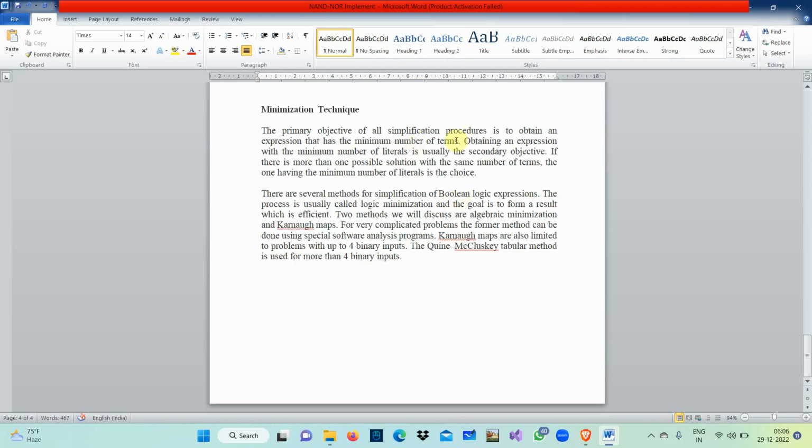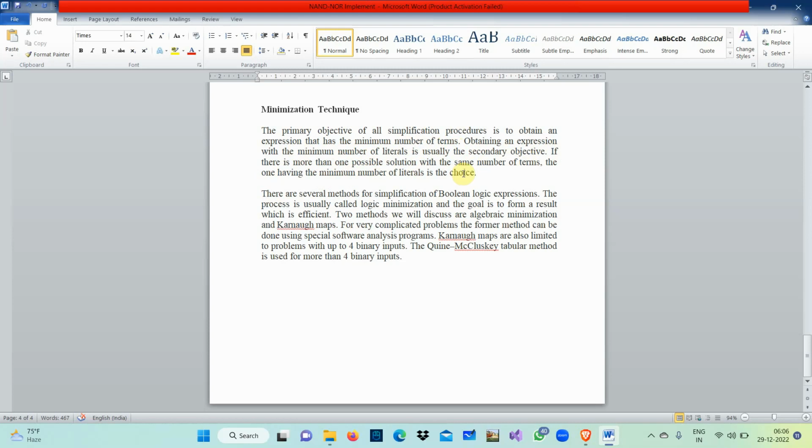The primary objective of all simplification procedures is to obtain an expression that has the minimum number of terms. Obtaining an expression with a minimum number of literals is usually a secondary objective. If there is more than one possible solution with the same number of terms, the one having the minimum number of literals is the choice, because we want to minimize the terms. There are several methods for simplification of Boolean logic expressions. The process is usually called logic minimization.